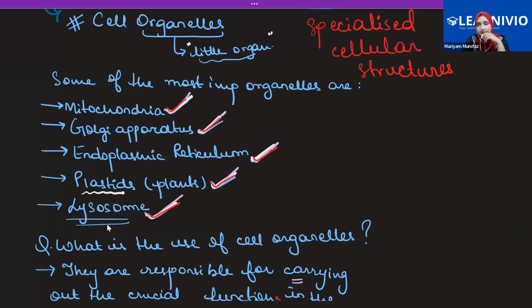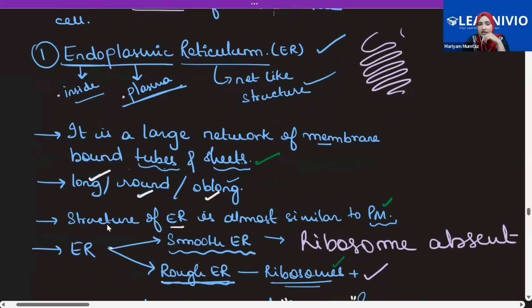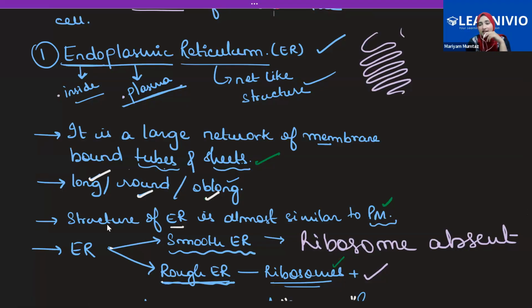Clear? Yes, ma'am. So the first cell organelle that we are going to discuss is the endoplasmic reticulum. Endo means inside. Plasmic refers to the plasma, the plasmic area. And reticulum means a structure that is mesh-like or net-like. So it is a large network of membrane-bound tubules and sheets. It can be round, it can be long, or it can be oblong, like slightly elongated.